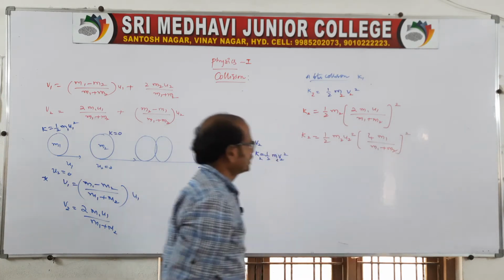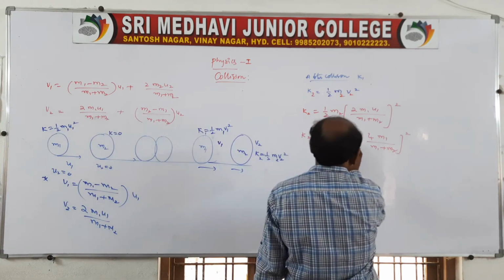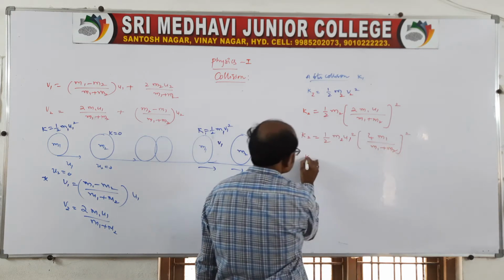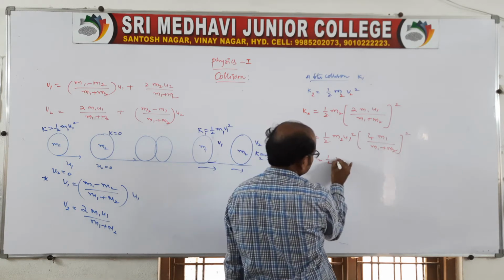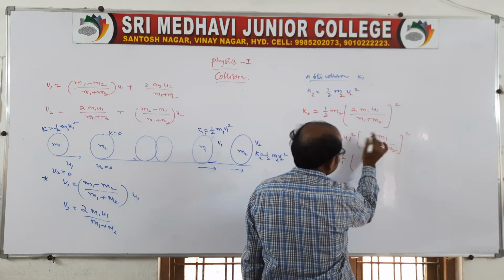It is clear? Sir, I am sorry to say, it is 2, no? Better you take this, because the first body's kinetic energy we know, no? u1 square, this is a 4, I mean to say it is a 2, no?